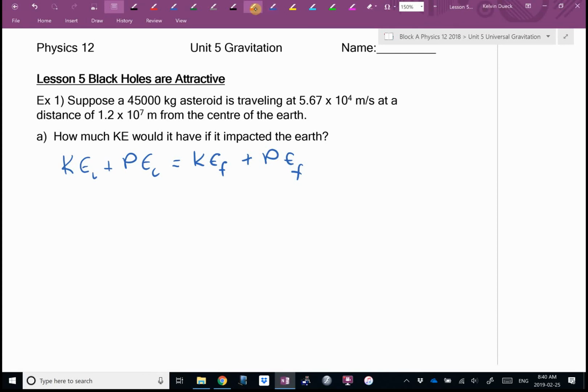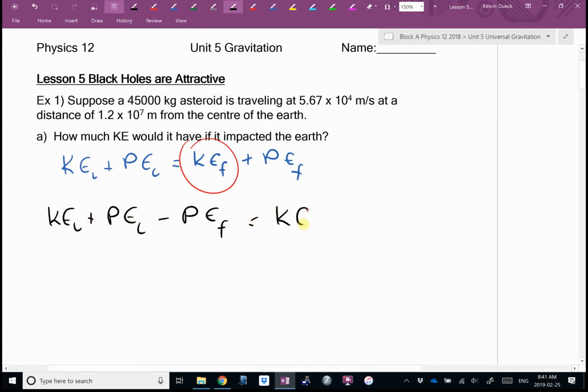And this wants me to find, I think, William, KE final. So KE initial plus PE initial minus PE final. That's going to be KE final.